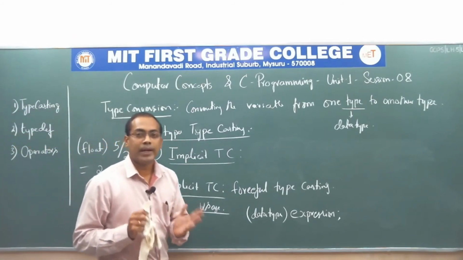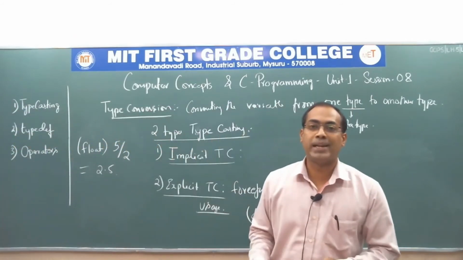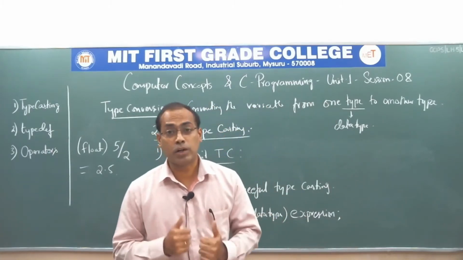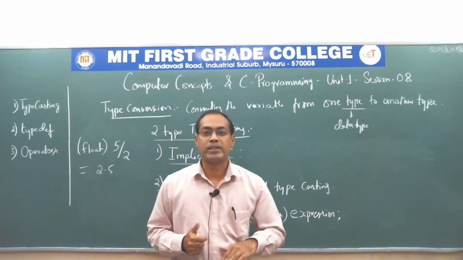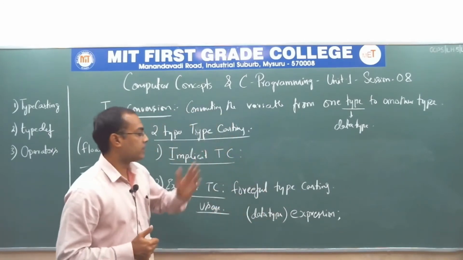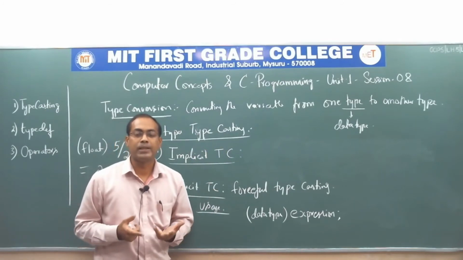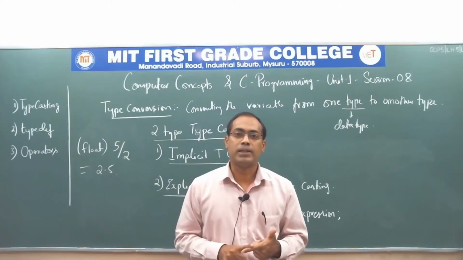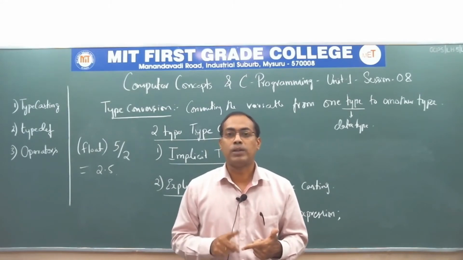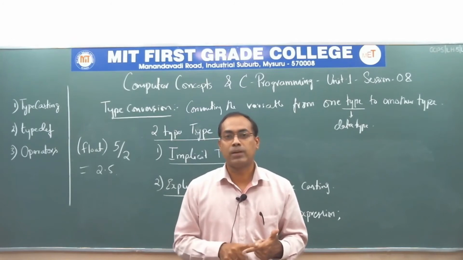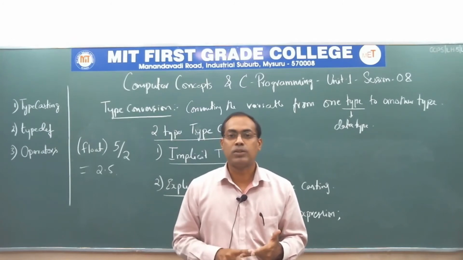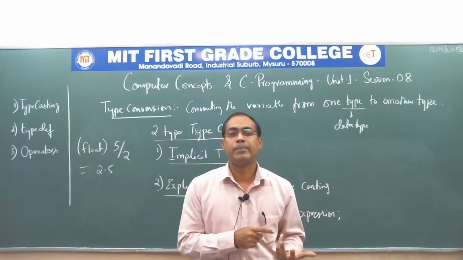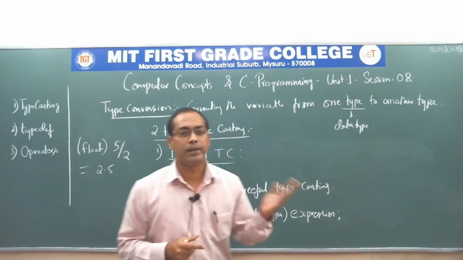Once again I tell you, typecasting is nothing but conversion of variable from one type to another type. There are two types of typecasting. One is automatic typecasting, another is explicit typecasting. Automatic or implicit typecasting is conversion made by the compiler itself by having two rules. One rule is always type will be converted to the higher type, or the variable will be converted to a higher type, and the second rule says that the type will be converted to the LHS. Whatever the type LHS is having in the expression, it will be converted.